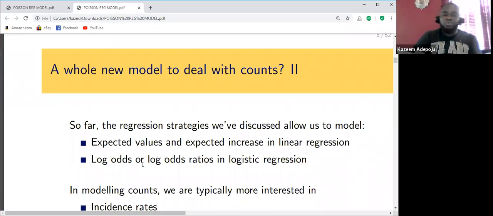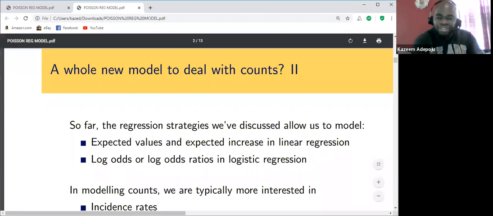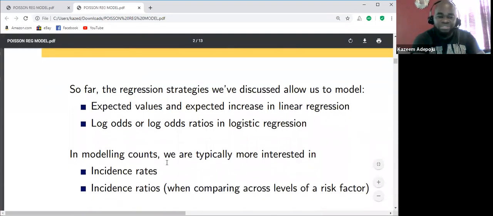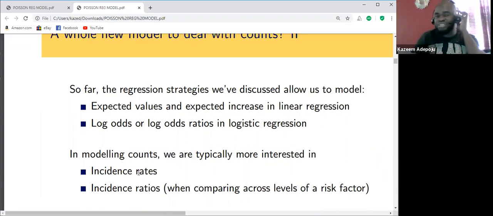And why we need to talk about it is that we want to model counts. And in modeling counts, we're going to be talking about incidence rates. It could be the incidence rate of a disease. With COVID-19 going on in the world, we may want to know the rate of transmission. We may want to compare the rate of COVID-19 in both male and female. We may also want to compare the incidence rate of this disease across countries.